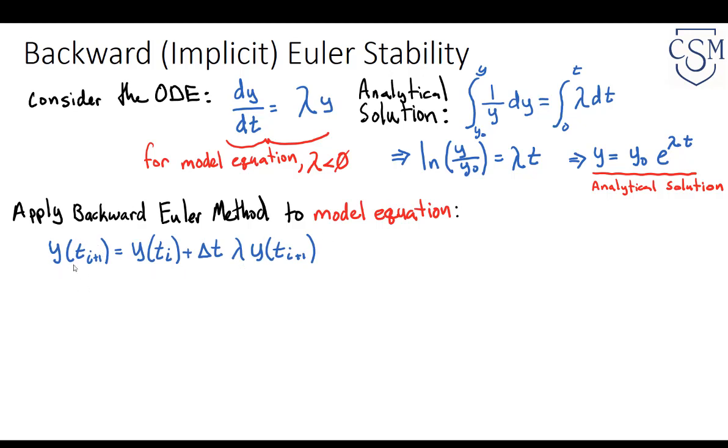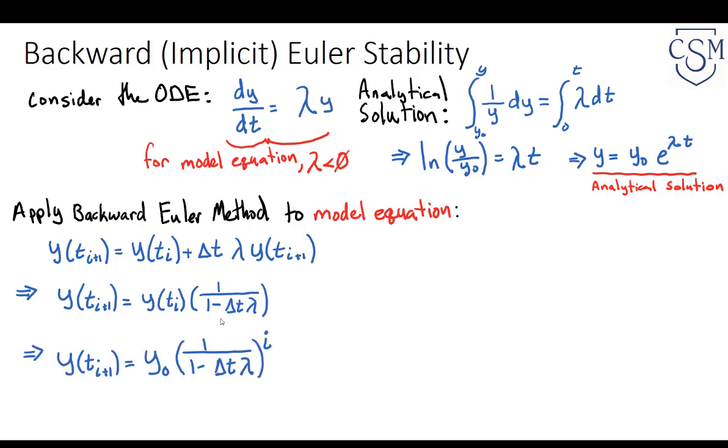Using the method we just developed, we can say that y of ti plus 1 is equal to y of ti plus delta t lambda y of ti plus 1, where lambda y of ti plus 1 is just this f of y right here. We can rearrange this equation, and solving for y of ti plus 1, we can say that it's equal to y of ti times 1 over 1 minus delta t lambda. And we can say more generally that y of ti plus 1 is equal to y of t0 times this amplification factor raised to the ith power.